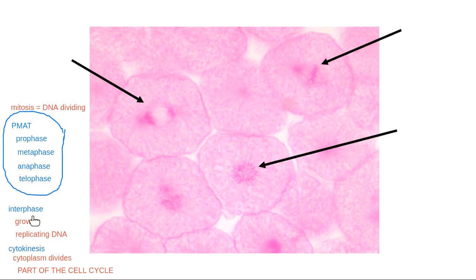Most of the time it's growing, then it copies its DNA, then it grows some more, then it goes through the process of mitosis, where it divides up its genetic information, and the process of cytokinesis, where it divides up its soup.